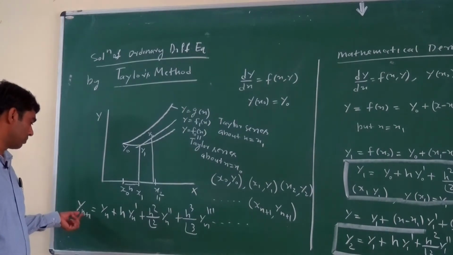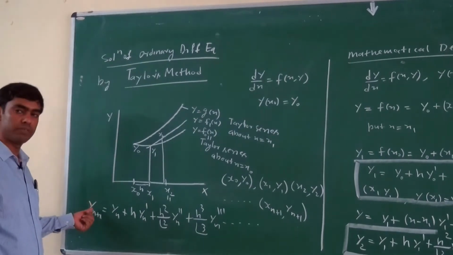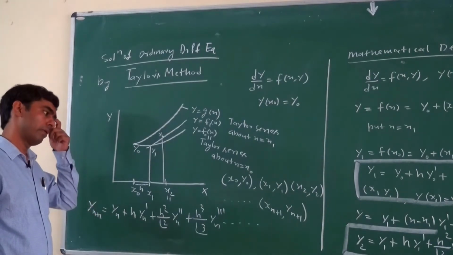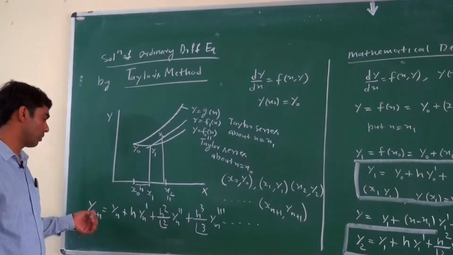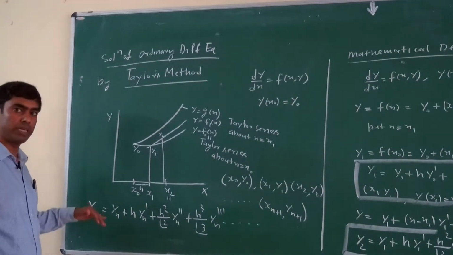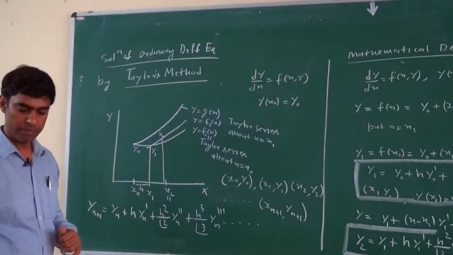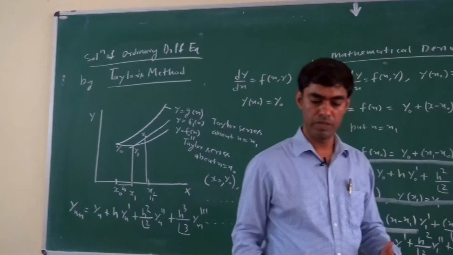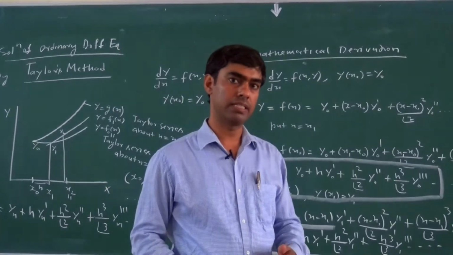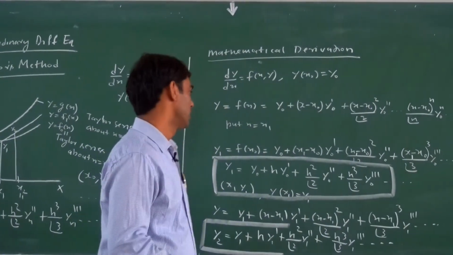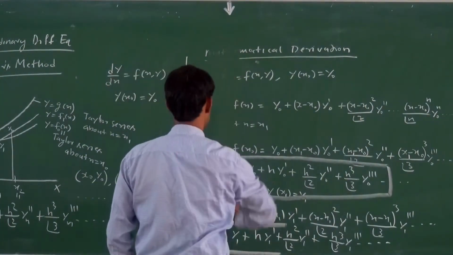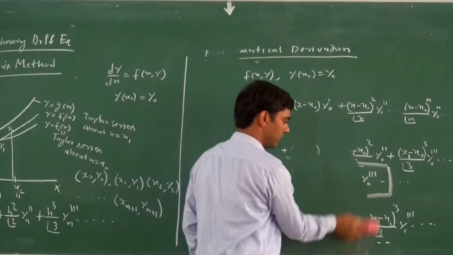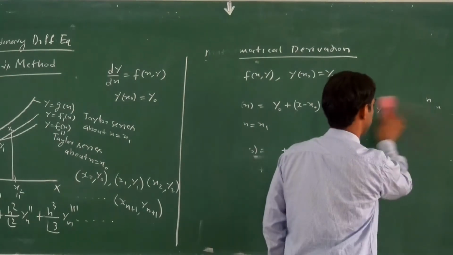What we will do: first we put n equal to 0, then we find y1. Once we find y1, we find all the derivatives at x1, y1, then again we find the value for y2, y3, and so on, up to the value required, meaning for whatever value of x the y is required. In this way we find a pointwise solution. Now we solve a numerical problem based on the Taylor series expansion.